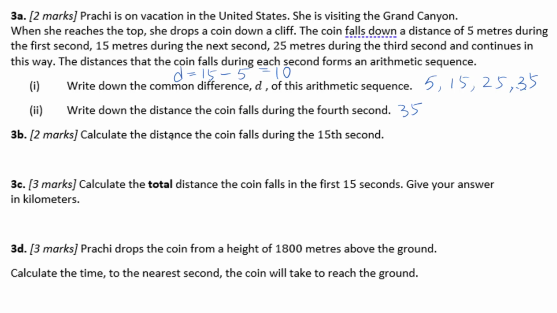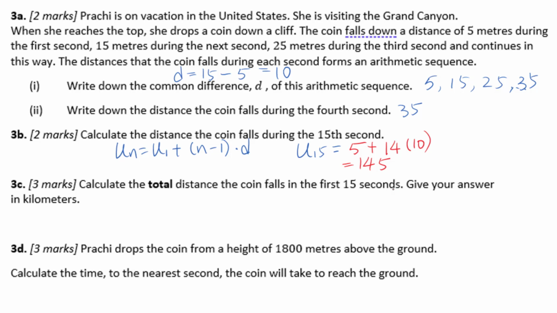3b. Calculate the distance the coin falls during the 15th second. We will use u sub n equals u sub 1 plus n minus 1 times d. So u sub 15 equals u sub 1, which is 5, plus 14 times 10. That equals 145.